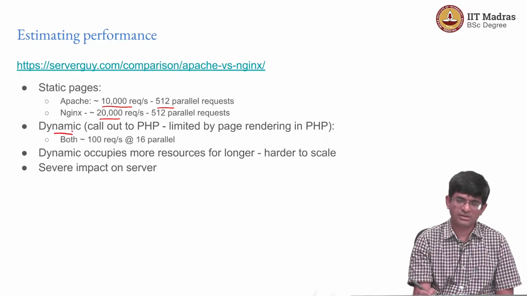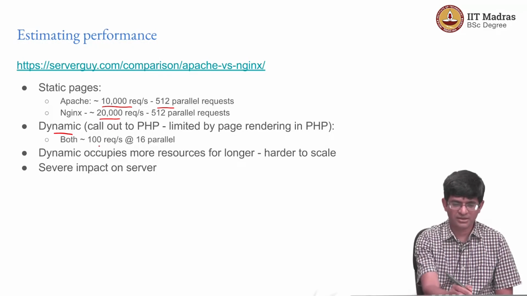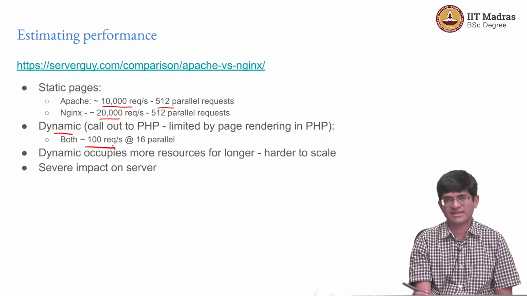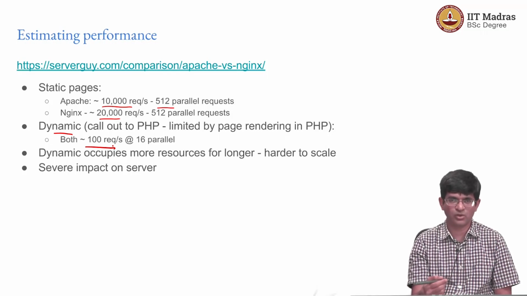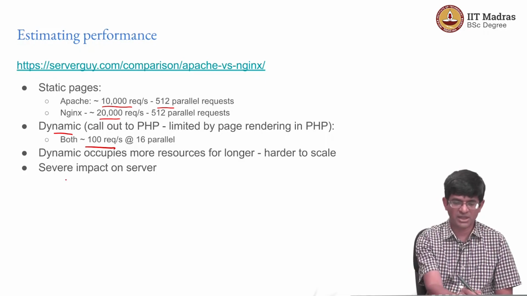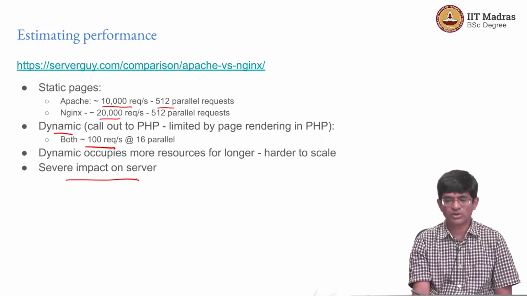Now dynamic, where essentially they are calling out to a PHP rendering engine. Look at it, 100x less. What could be done with 10,000 requests per second has now come down to something like 100 requests per second, simply because every page is now being rendered in PHP. There is a script being run in order to generate the output corresponding to each page. This is obviously a much more severe impact on the server, and it also occupies more resources for longer and is hard to scale.